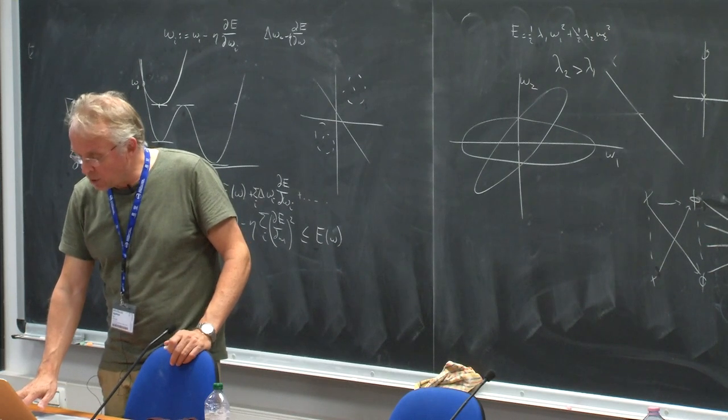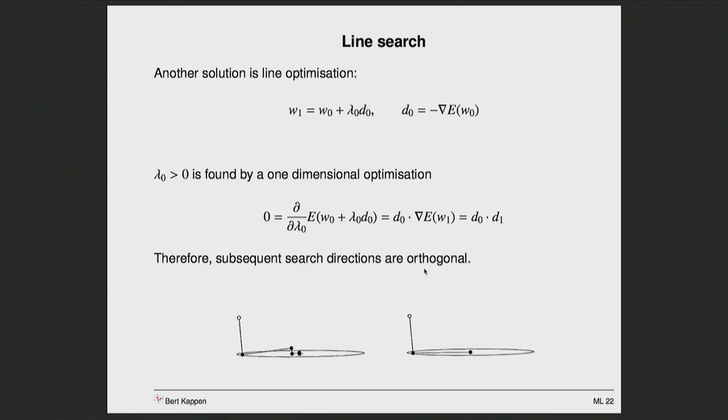So this second-order method is really a no-go for many machine learning problems. But let's look at something else. There is something called a line search. At face value, this looks like an excellent idea. So why don't we do the following?